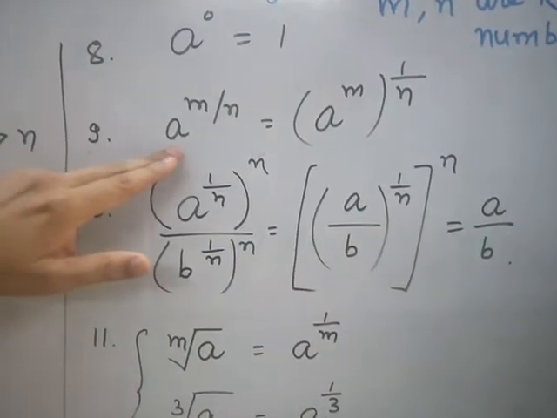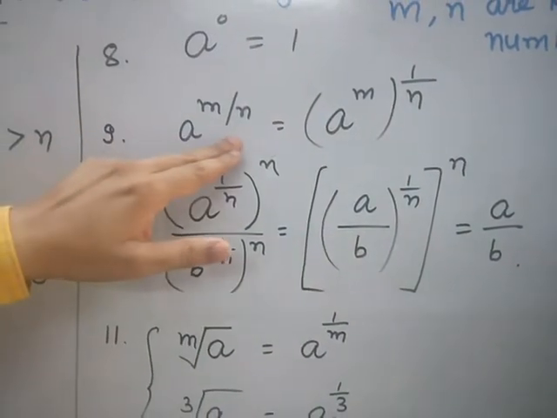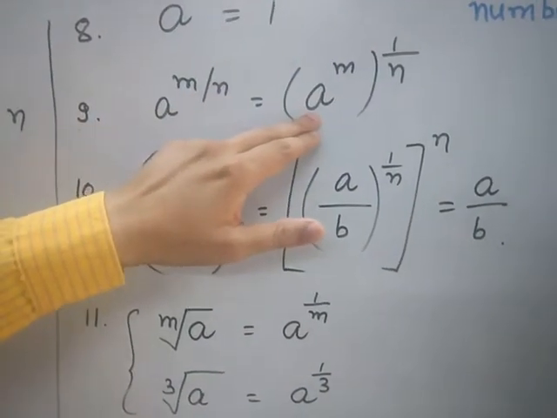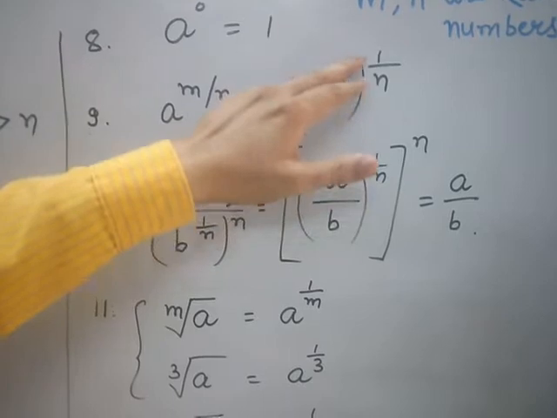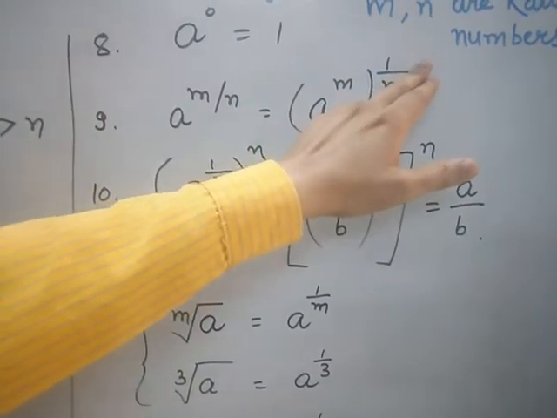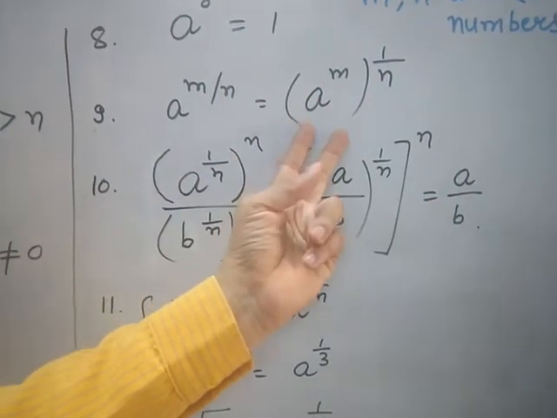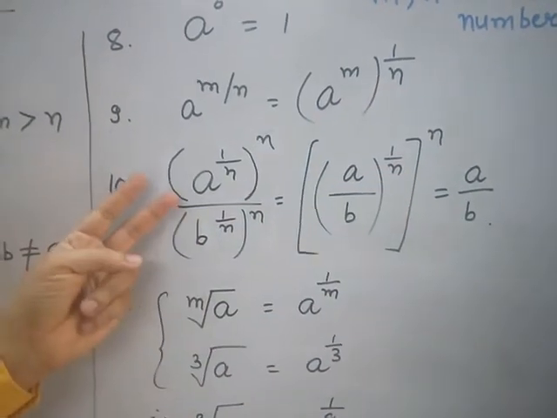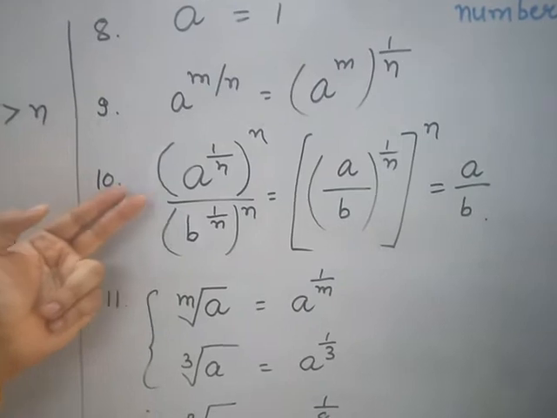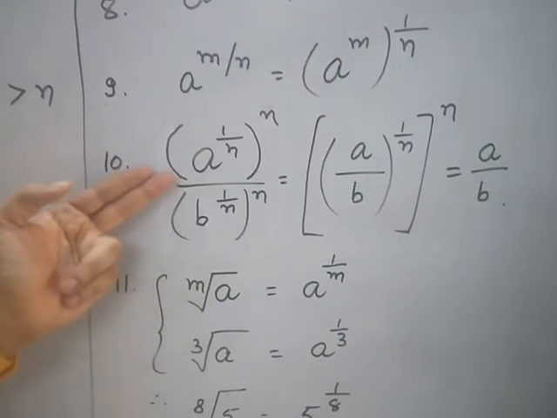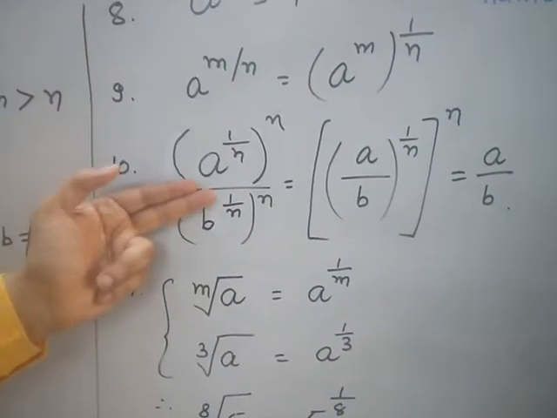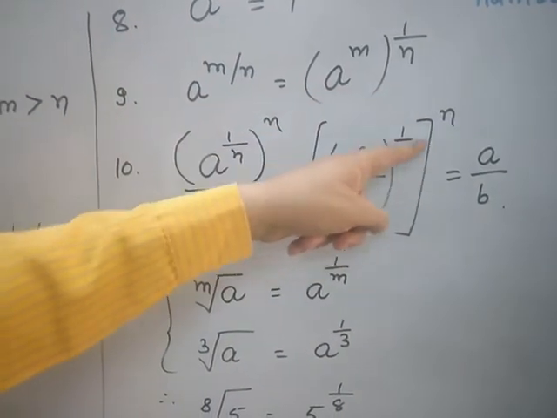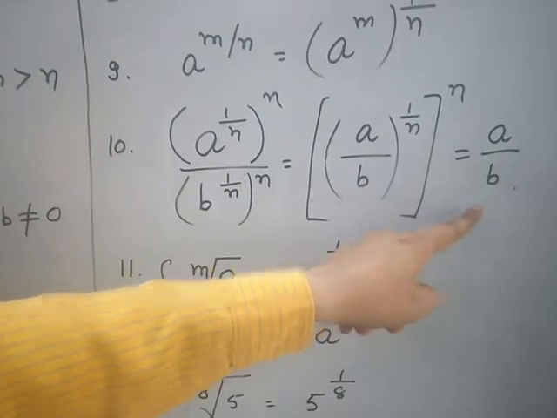If we have a^(m/n), what to do? The power should be inside, a^m, and whatever is in the division you can write as 1 upon n. So (a^m)^(1/n). One more: a^n whole power 1/n, b^n whole power 1/n. You can make it a common power and cancel n with n, and you will get a upon b.